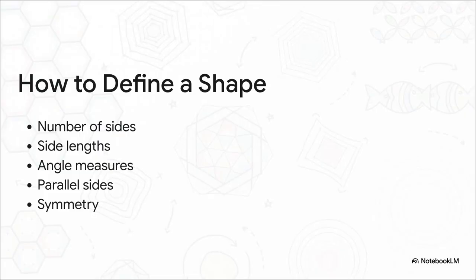So how do you tell one polygon from another? Well, you look at its properties. It's kind of like recognizing a friend, you know? You look for their unique features. For a shape, that means asking, how many sides does it have? Are those sides equal? What are the angles inside? These things are basically its DNA.